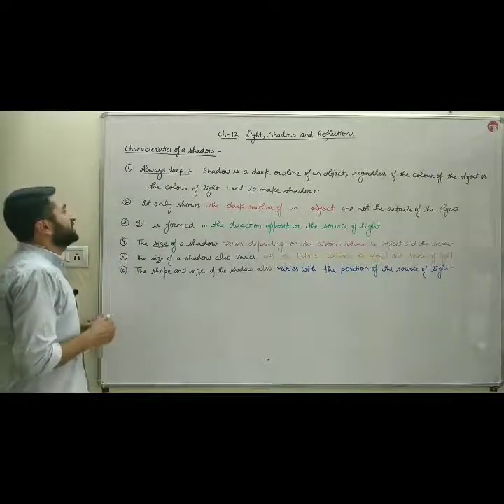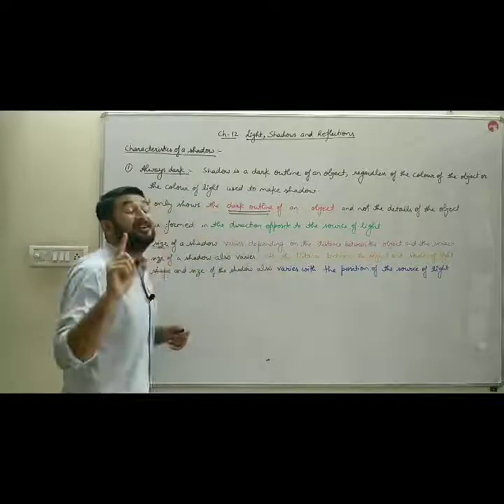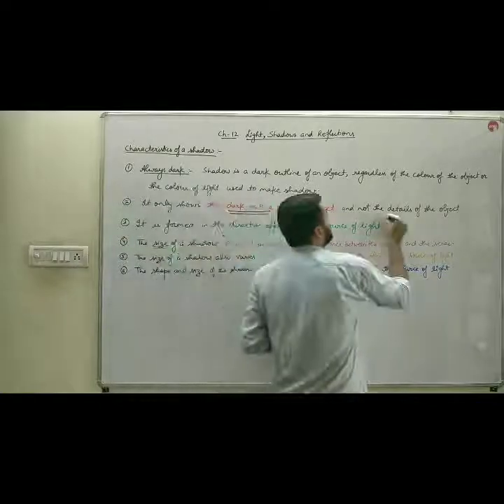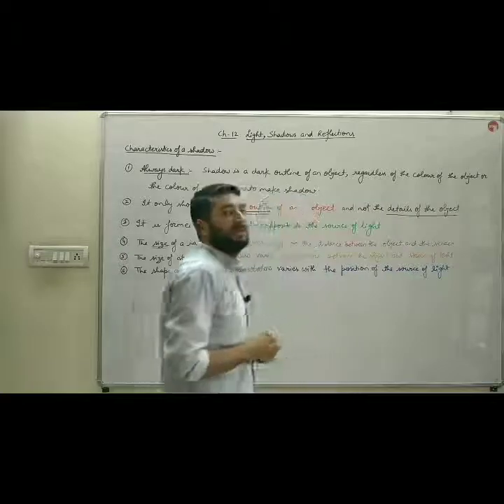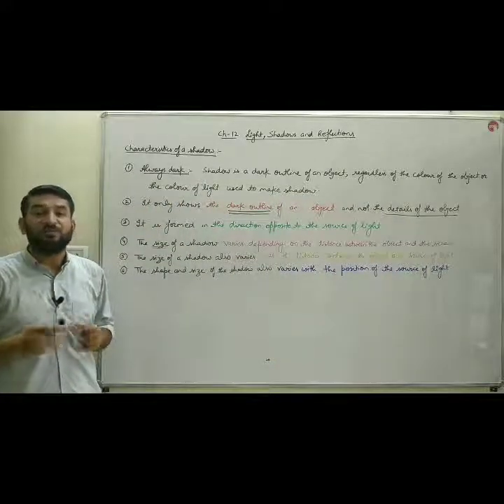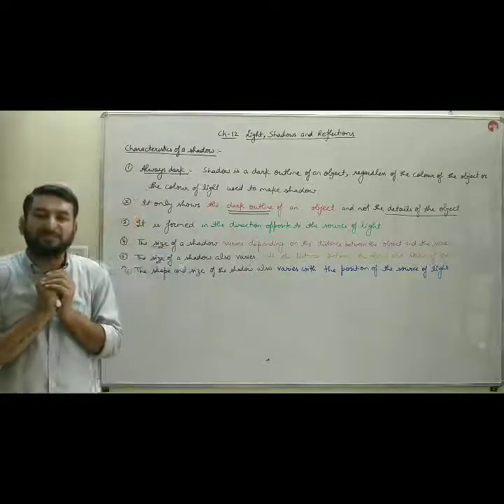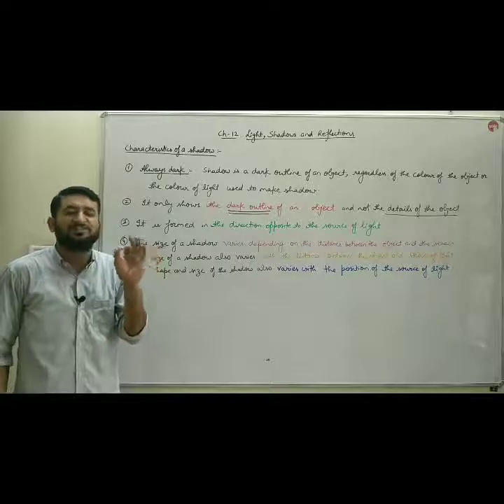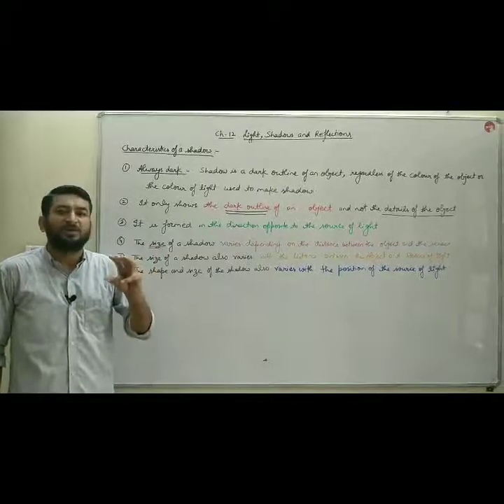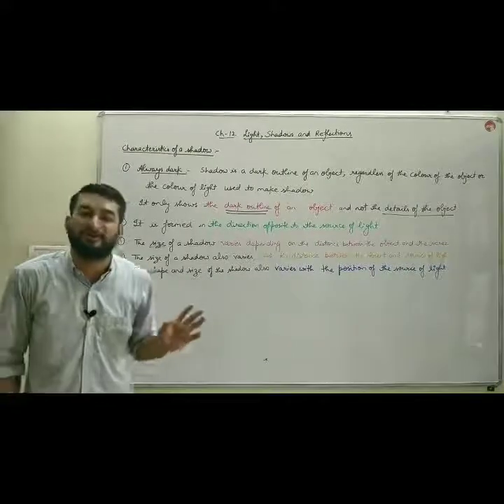Second one is, it only shows the dark outline. It never tells us about the details of the object. Shadow is just an outline. It is not a fixed detailing object. That means it does not tell us about the size, about the features, colors of an object. It just gives us an outline of an object.